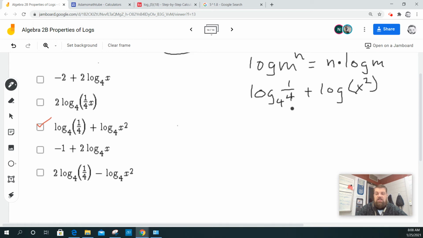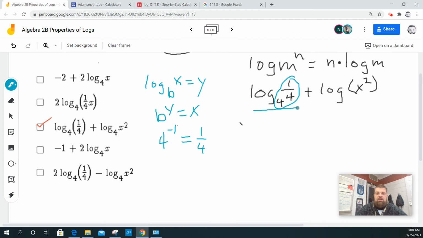Now, the other thing that I can do is remember that this right here, remember there's a third property, I suppose. The log base b of x is equal to y. And that relationship is b to the y is equal to x. In other words, 4 raised to some power is equal to 1/4. Well, that would be -1, right? So this whole thing here reduces down to -1.